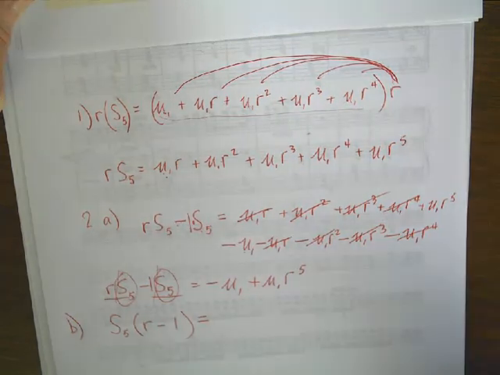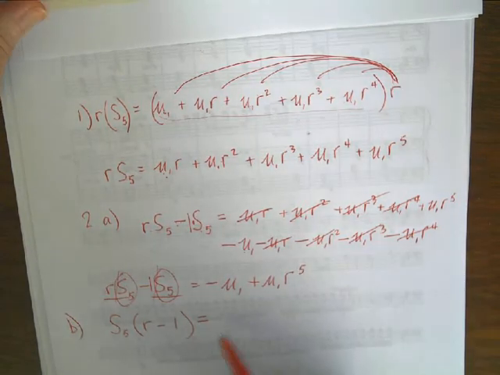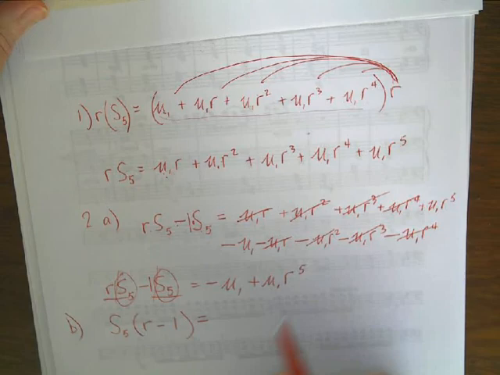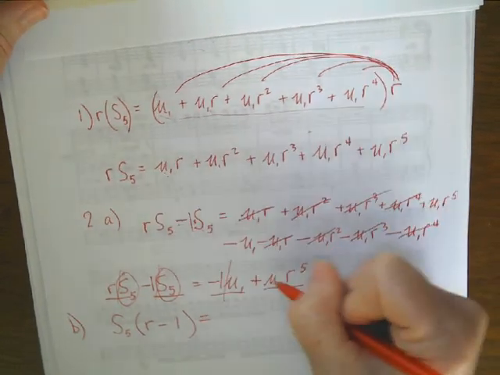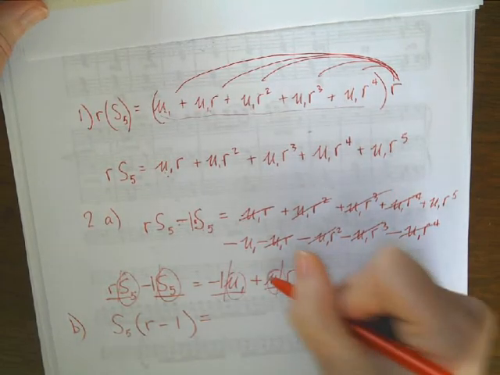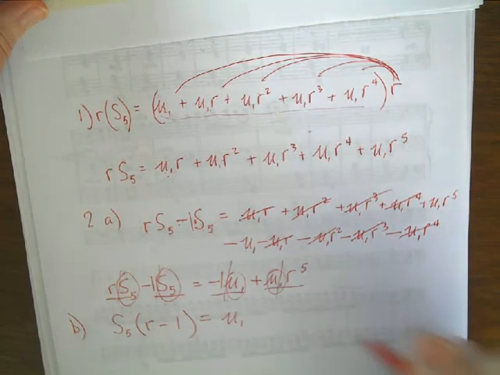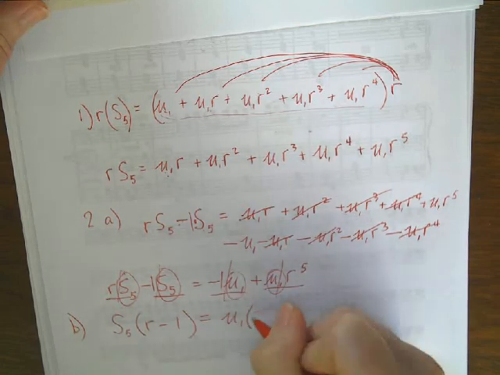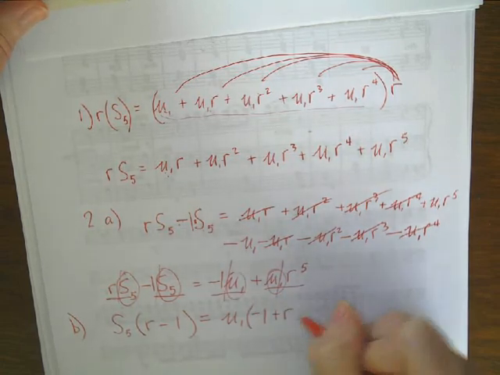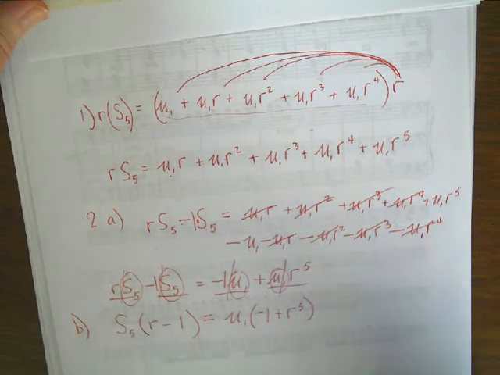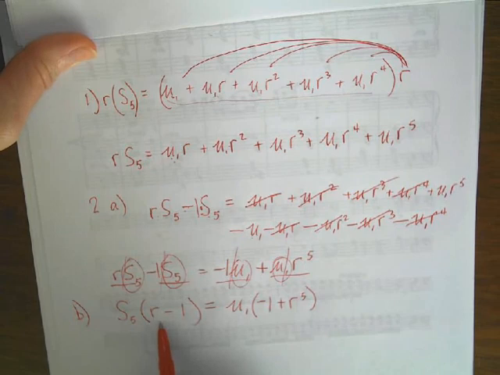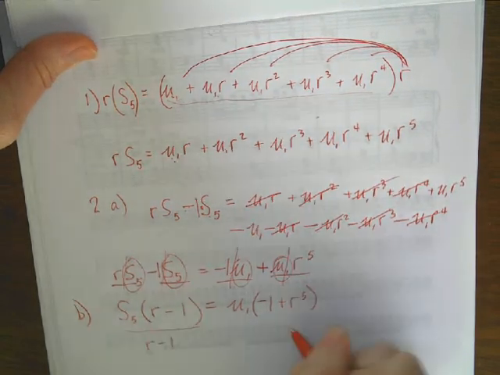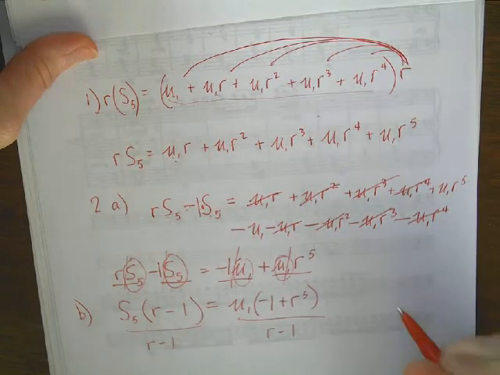So I can do the same thing on this side. They both have a u sub 1, so this is like negative 1 times u sub 1. So I've got 2 terms. They both have a u sub 1, so I can factor out my u sub 1, and I'm left with negative 1 plus r to the 5th. Now I'm trying to get that s sub 5 by itself, so I'm going to divide both sides of my equation by r minus 1.